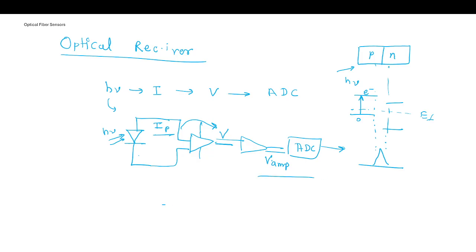But in this system there is one problem, which is that once we are using multiple TIAs and amplifiers, it will also increase the noise.